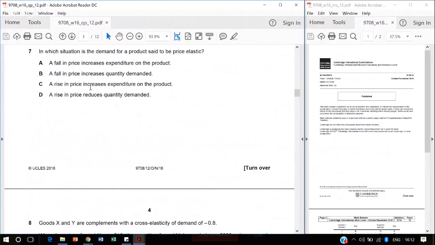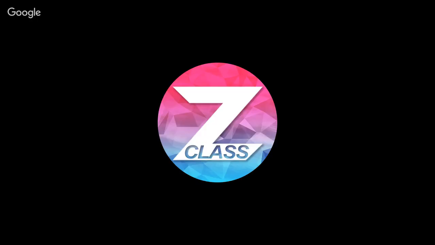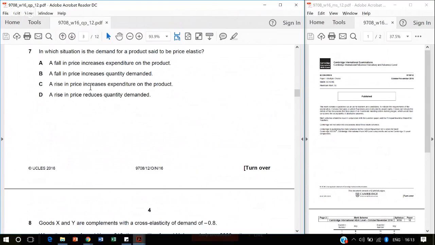In which situations does the demand for a product have to be price elastic? Okay. Elastic. Let's see. It's going to be A. A fall in price increased expenditure on the product. That's a very normal statement, isn't it? All the others are making further assumptions, which we're not so sure about.